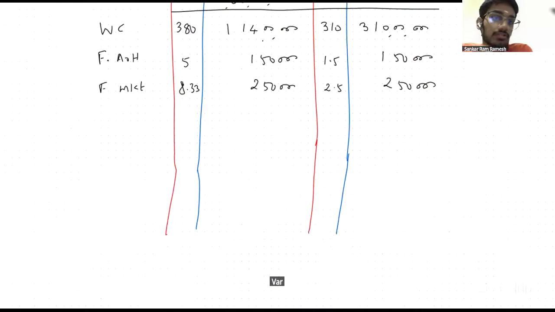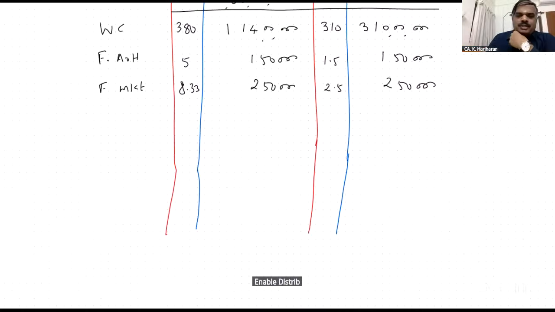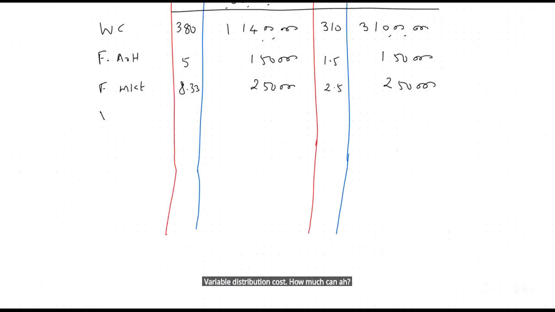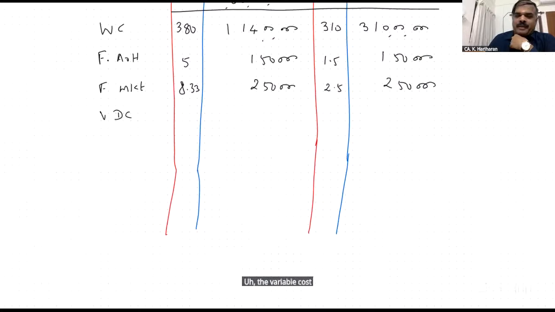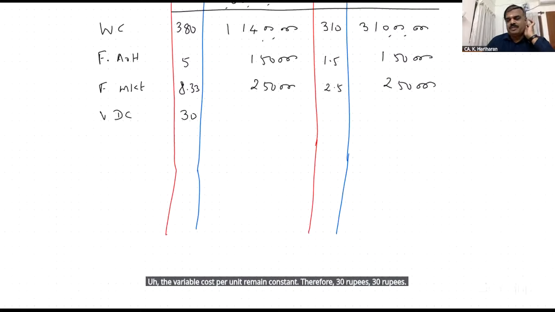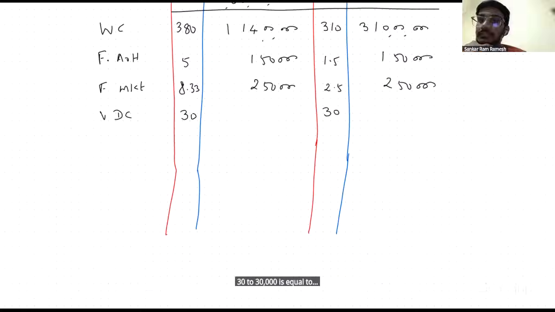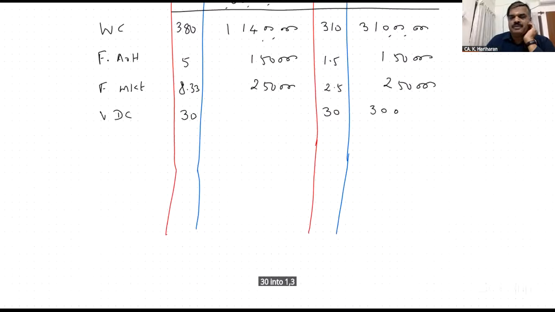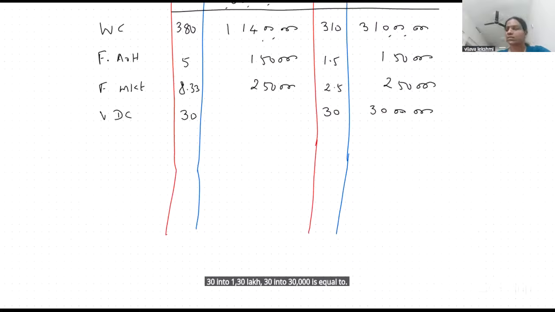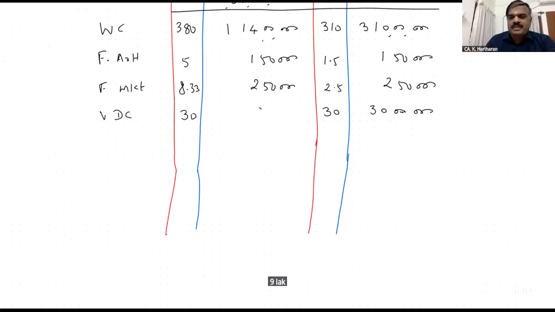Variable distribution cost. How much? 30 rupees per unit. Variable cost per unit remains constant. Therefore, 30 rupees, 30 rupees. 30 into 30,000 is equal to 9 lakh. 30 into 1 lakh is 30 lakh. What is the next expenditure?